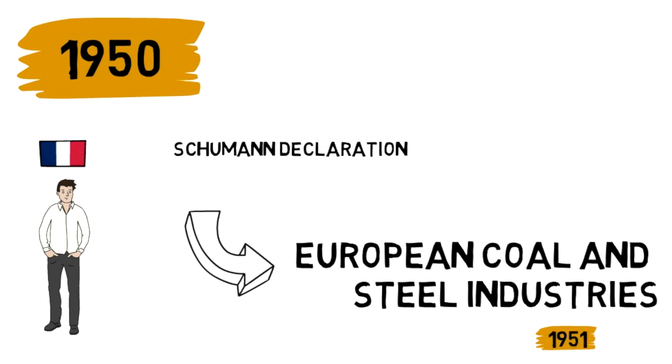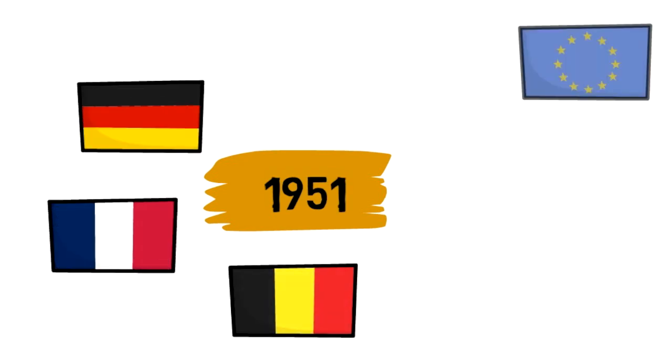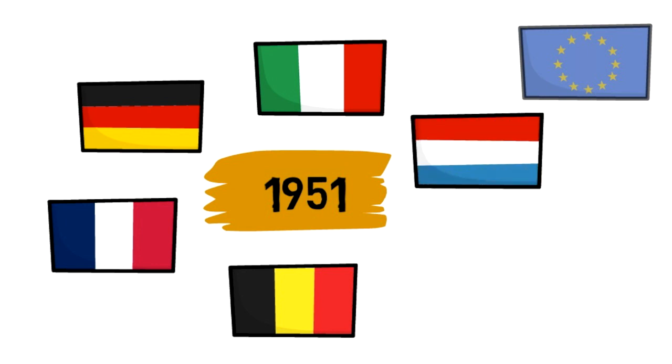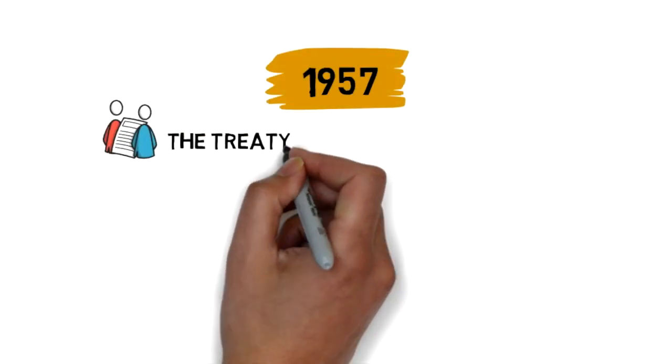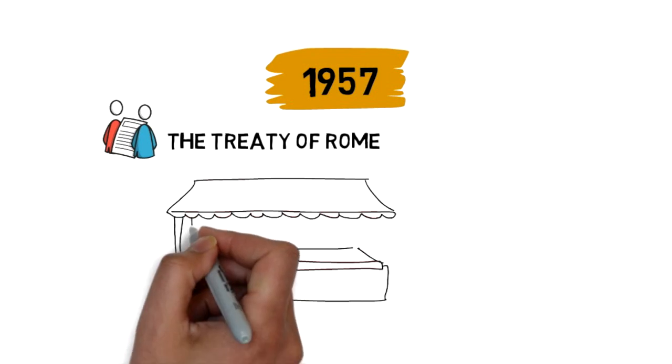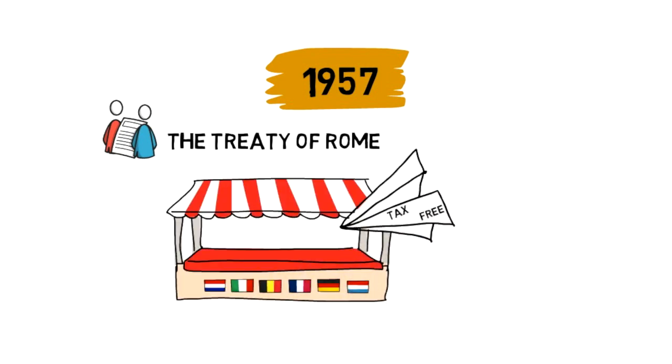This led to the creation of the European Coal and Steel Community in 1951. The 6 founding members were Belgium, France, Germany, Italy, Luxembourg, and the Netherlands. In 1957, the Treaty of Rome created the European Economic Community, or EEC. It was a free trade zone across all industries between the 6 founding members.